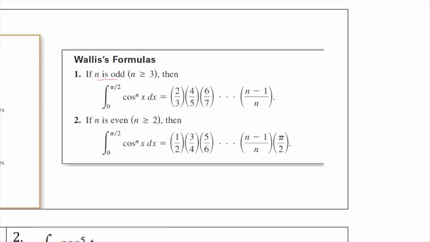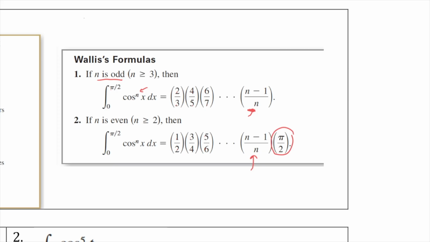If your n value is odd and greater than or equal to 3, and you're integrating from 0 to pi over 2, your cosine to the nth power can be written quite simply as 2/3 times 4/5 times 6/7, all the way until you get to the last exponent in our problem. Now, if you have an even exponent, cosine to the nth power of x, you just follow a little bit different formula. You've got your 1/2 times 3/4 times 5/6 until you get to the n, but you also need to use the multiplier pi over 2.